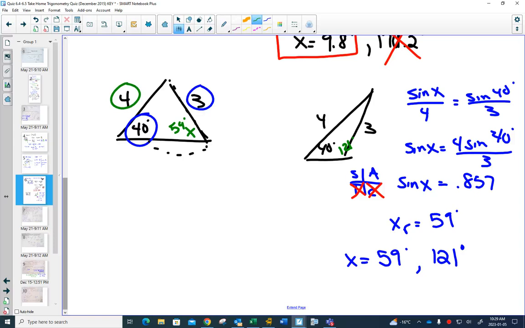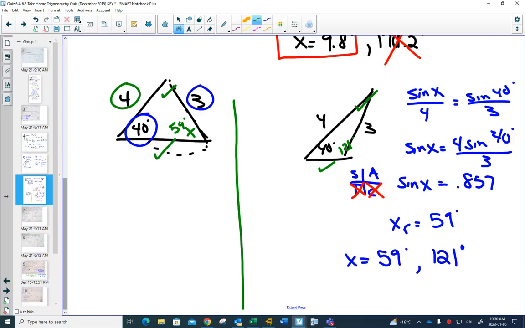And in these questions with the ambiguous case, they are long. Maybe you want to split your page in half and do the work separately for them. But can you see, if you knew the 59, you could figure that out. And if you knew the 121, you could figure that angle out, because they add up to 180. And then you could find the other side on both of them with the sine law again.